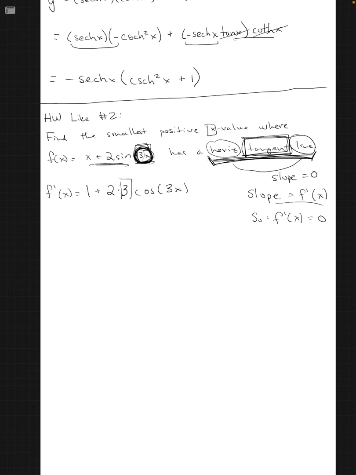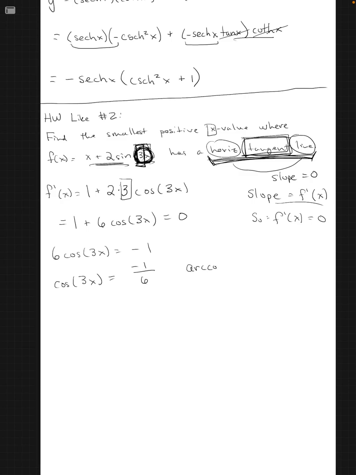All right, so this 3 comes from this 3 right here. Again, using that bare bones version of the chain rule. So we get 1 plus 6 cosine of 3x. Right. So we want to know when this is equal to 0, right? So we can solve that. We get 6 cosine of 3x equals -1. We get cosine of 3x equals -1 over 6.